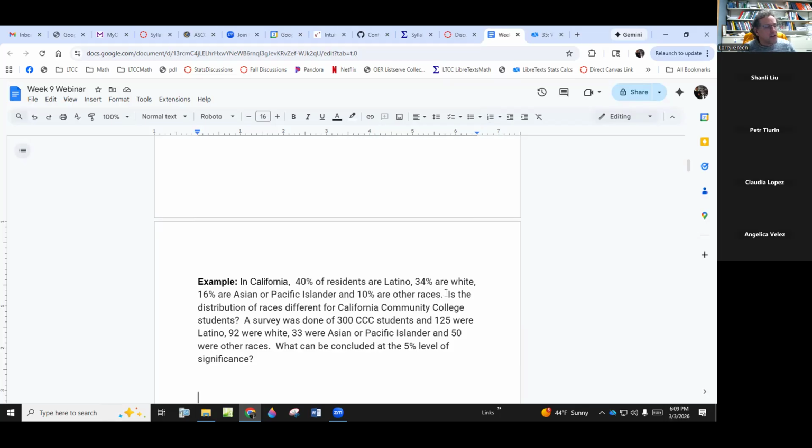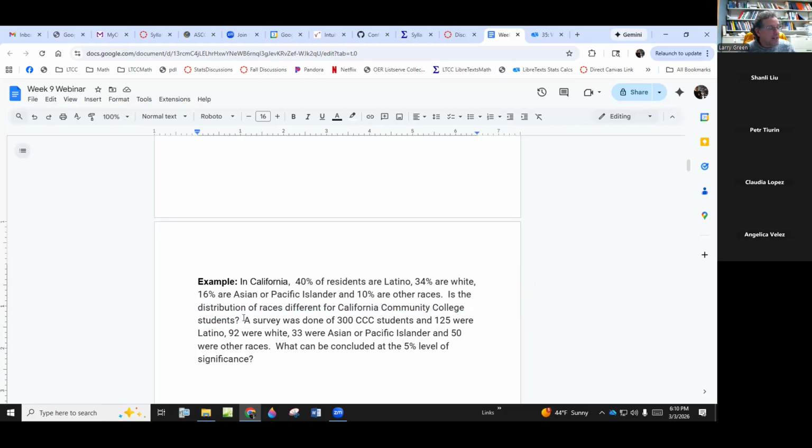Okay. So one of the questions you might ask is, if you look at California community college students, does it match the distribution of races for all of California? Because one of the things we hope to do is represent California. We don't want to be biased in any direction, saying we only want this race. We want to make sure we have good diversity, reflecting or mirroring what California looks like, since we're California community colleges.